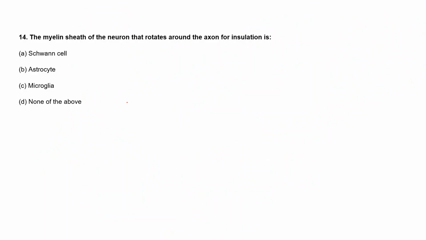Moving to the next question, the myelin sheath of the neuron that wraps around the axon for insulation is: option A is Schwann cell, option B is astrocytes, option C is microglia, and option D is none of the above.